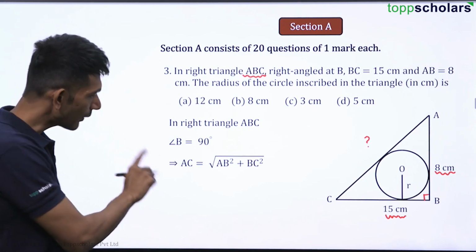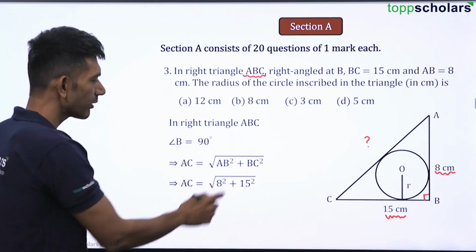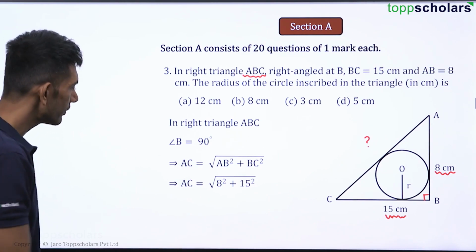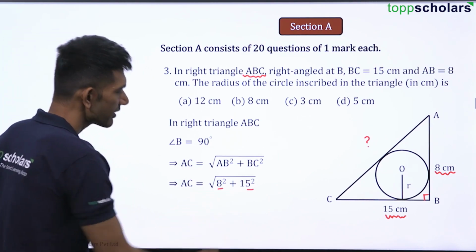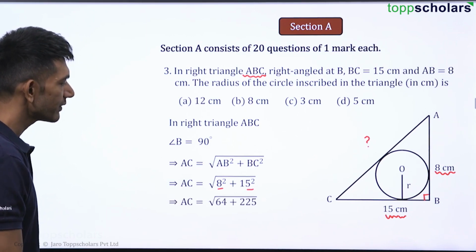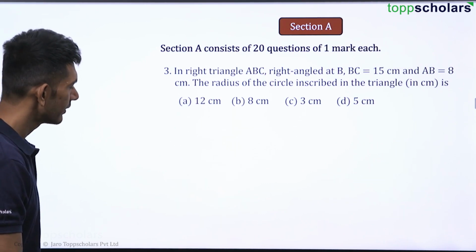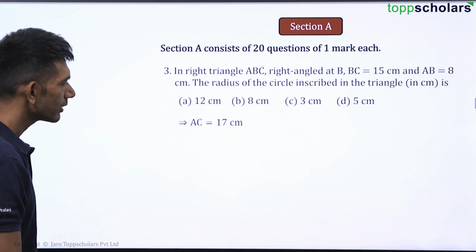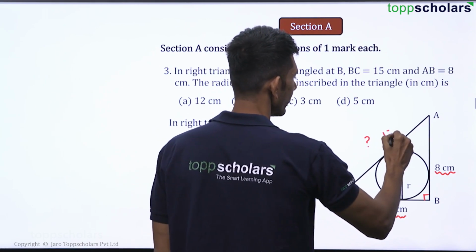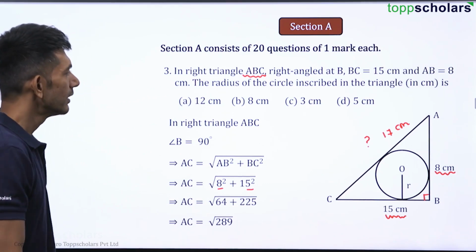Okay. Now can I put the values? Yes. AB is 8, BC is 15. So put it 8 square plus 15 square. So under root of 8 square plus 15 square is under root of 64 plus 225. So 64 plus 225 is how much? 289, and under root of 289 is nothing but 17. Okay. So now I got the value of this as 17. So this is 17. AC is 17 centimeter.